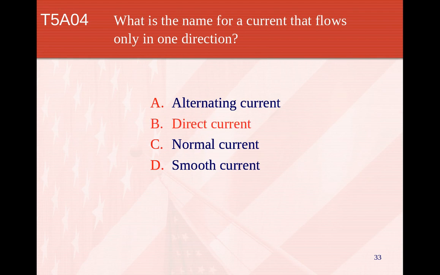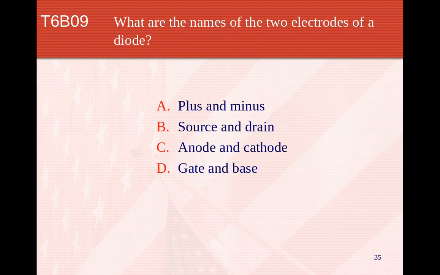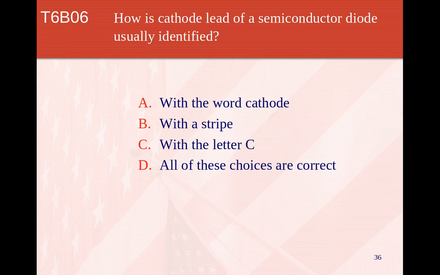What is the name for current that flows in one direction? Direct current. What electronic component allows current to flow in one direction? The diode. Remember, it's like a one-way street. What are the names of the two electrodes of a diode? The anode and the cathode. How is the cathode leader of a semiconductor diode usually identified?